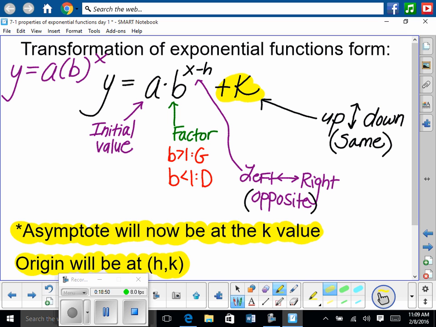And then your new origin. With a non-shifted exponential, our origin was at 0, 0. But now with the shifted function, your origin will be at the shift left and right, shift up and down. So it'll be at h comma k. But we're still just plotting a bunch of x, y points.